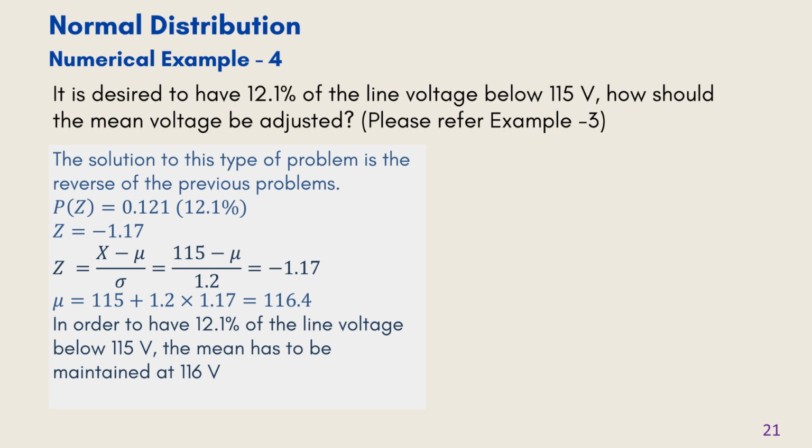Z equals minus 1.17. Z equals x minus mu, divided by sigma, equals (115 minus mu), divided by 1.2, equals minus 1.17. Rearranging for the mean, mu equals 115 plus 1.2 times 1.17 equals 116.4 volts. In order to have 12.1% of the line voltage below 115 volts, the mean has to be maintained at 116.4 volts.